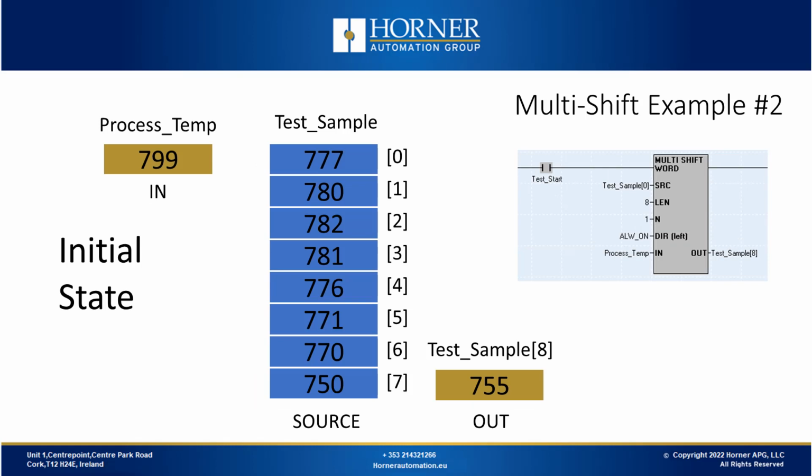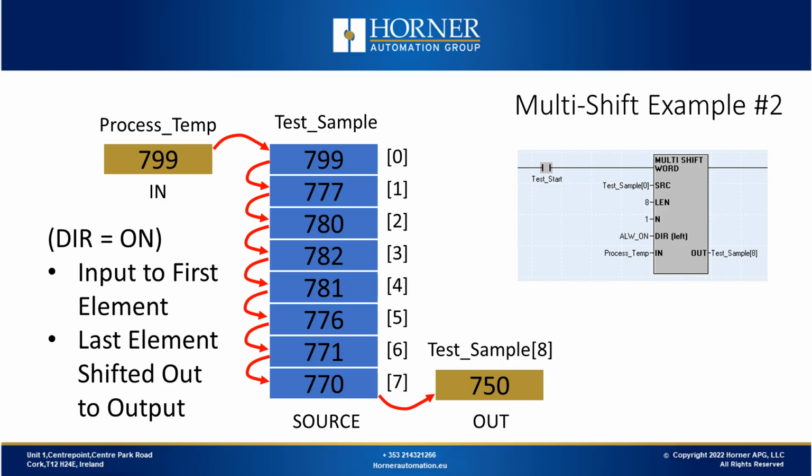Here, we've assigned another multi-shift function. This time, we have a word data type and we're using integers. Our source is a variable array called testSample. It has 8 elements, with a 9th element added for the output. Again, we're going to shift by 1, starting by shifting to the left. The data we're shifting in is a variable called process temp, and the output we're shifting to is the same variable as our source. Let's shift that left.